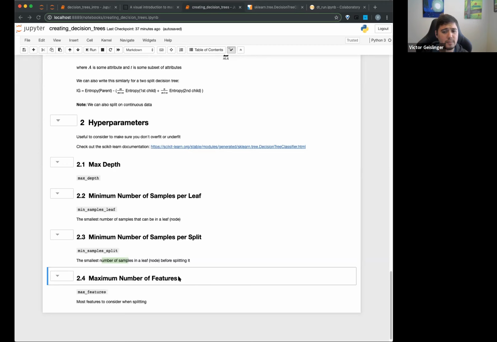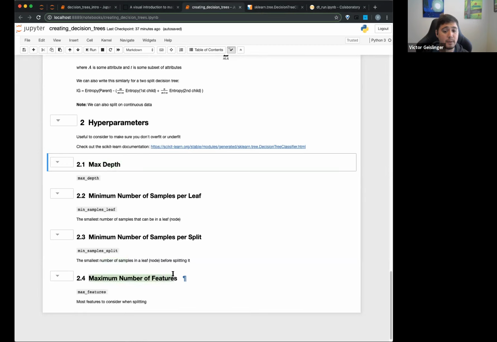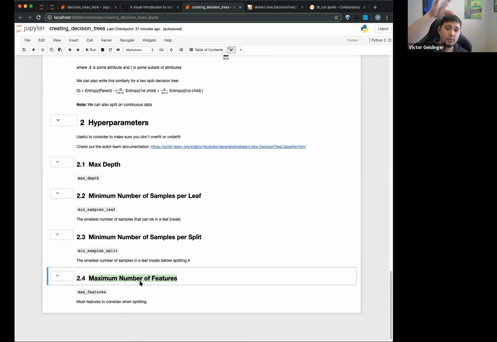So this is similar to the max depth itself, but it might make more sense to think of it as maximum number of features. Again, it's looking at what the most important features are. So you put 5, and it will only look at the 5 most important features for that tree going forward. Okay, or I should say, not that tree, but that branch.